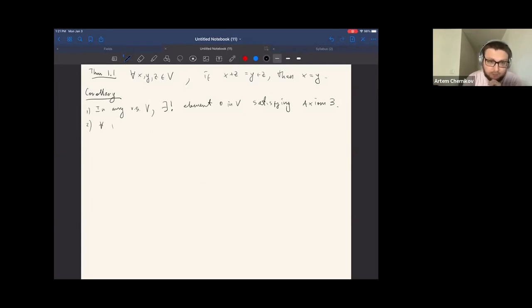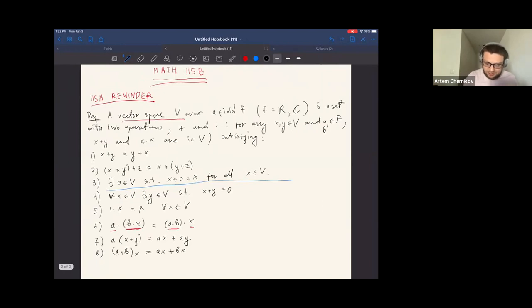This is 1 and 2. So for all V, a vector space, and for all x in V, there exists also a unique element y in V satisfying axiom 4. Axiom 4 is about inverses. What we are saying is that each element has a unique inverse.